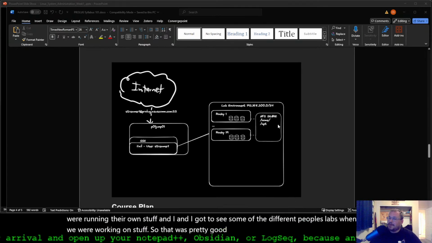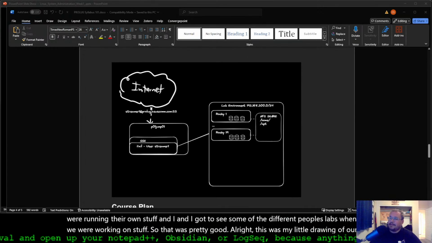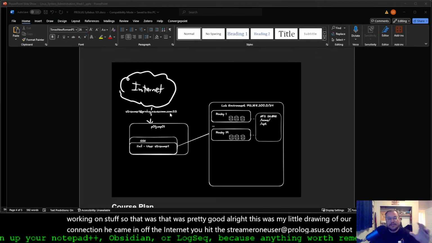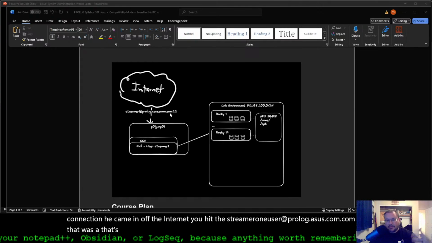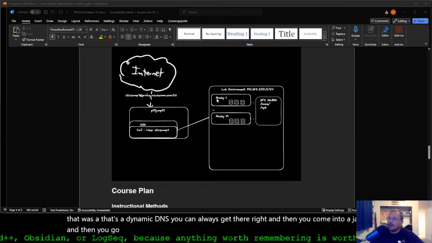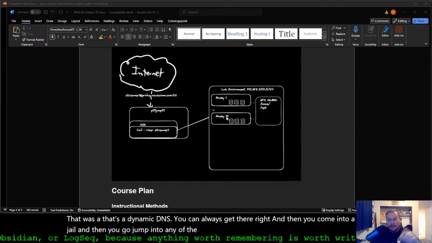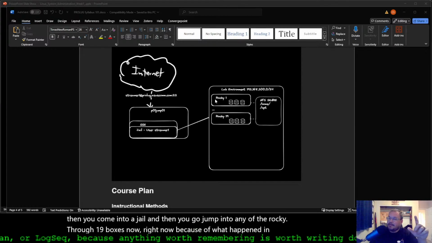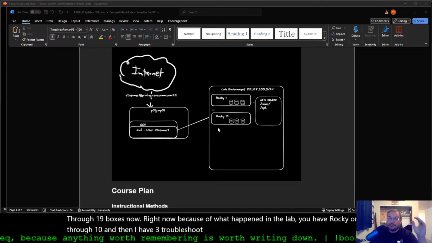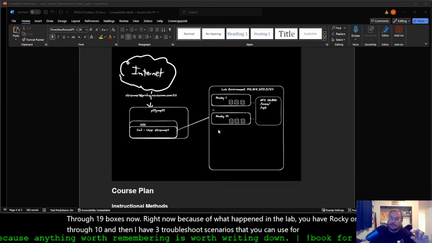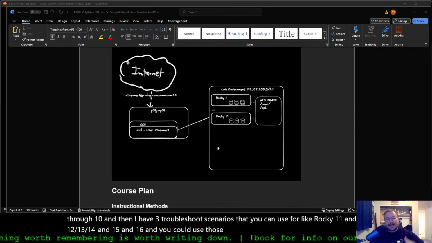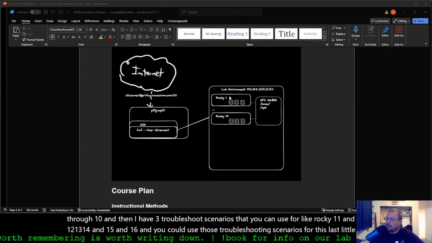All right, this was my little drawing of our connection. You came in off the internet. You hit the streamer1 user at prolug.asuscom.com. That's a dynamic DNS. You can always get there, right? And then you come into a jail, and then you jump into any of the Rocky 1 through 19 boxes. Now, right now, because of what happened in the lab, you have Rocky 1 through 10, and then I have 3 troubleshoot scenarios that you can use for Rocky 11 and 12, 13, 14, and 15, and 16, and you could use those troubleshooting scenarios for this last little setup that we did. So that was what we had.